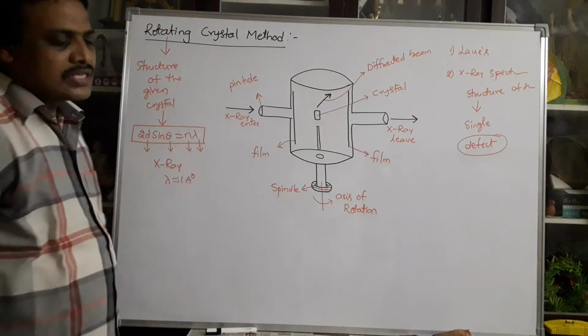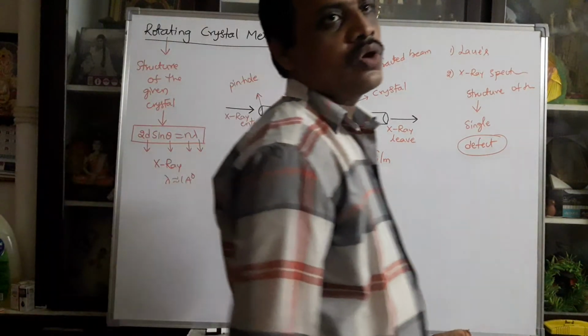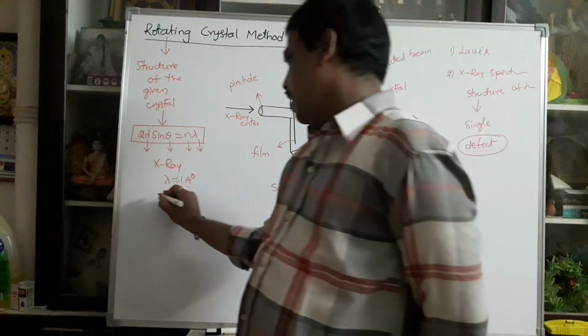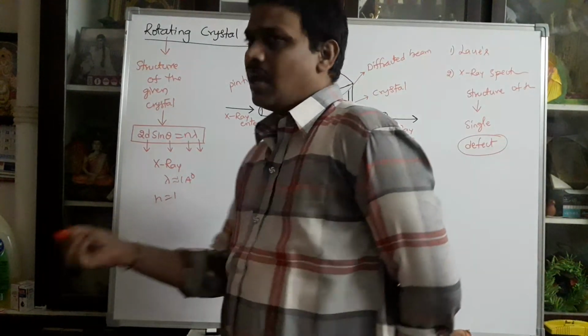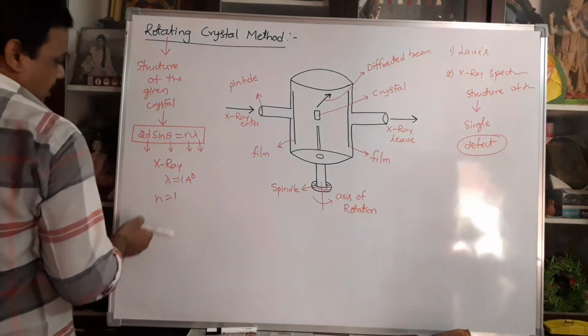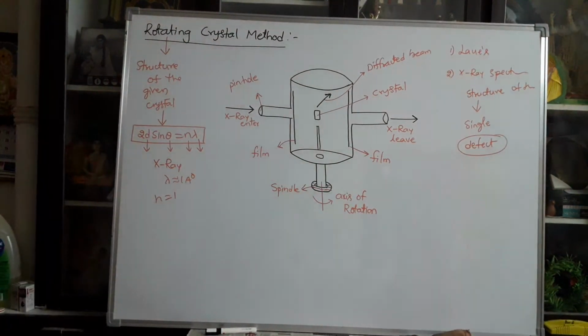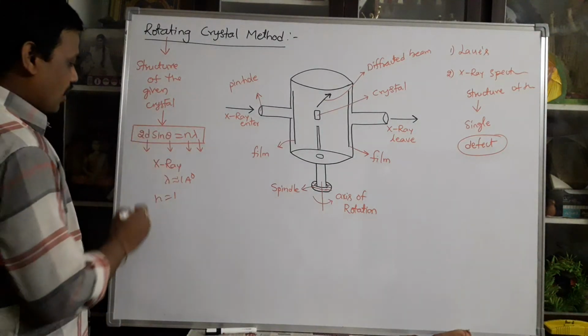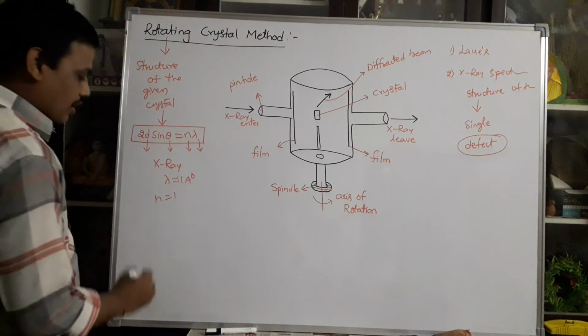For our simplified calculation we can take the order as first order, which means n can be taken as 1. You can take second order, third order, as you wish. So for the first order spectrum n is 1. Here theta is the glancing angle and d is the interplanar distance.